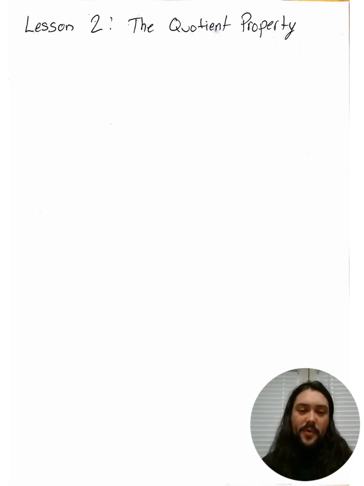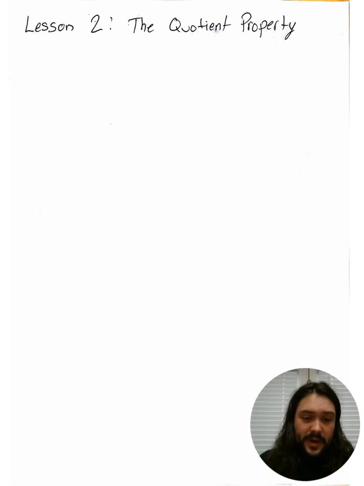All right, welcome back for lesson 2. This is the next lesson in our exponents module. Last time we talked about the product property. Today, the title of our lesson is the quotient property. So product meaning multiplication, the answer of a multiplication. Quotient is division. So it's going to be fairly similar, just like how multiplication and division are fairly similar.